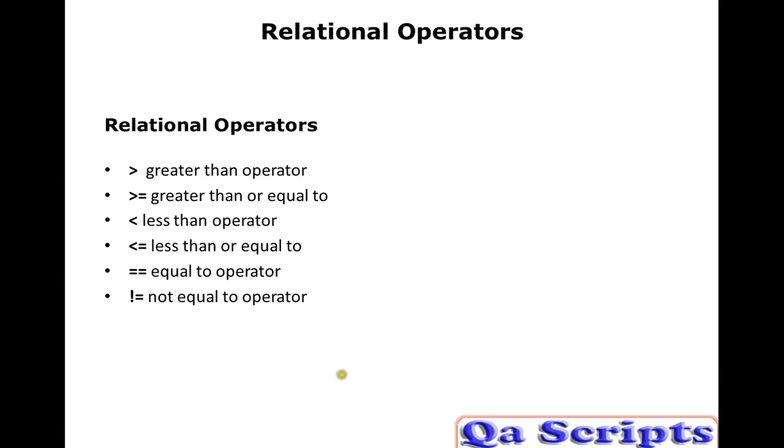So if you observe these relational operators, these are the symbols we are going to use to compare one variable to another variable, like greater than, equals to, less than, and so on. Let us take 2 examples to understand how we can use the relational operators in our real scenarios.